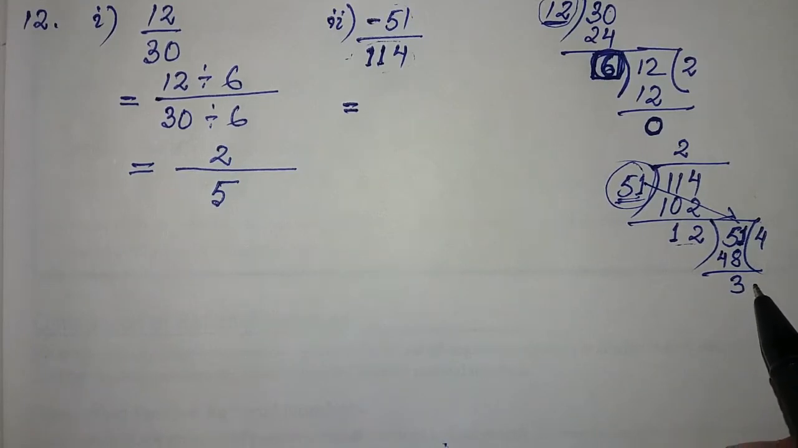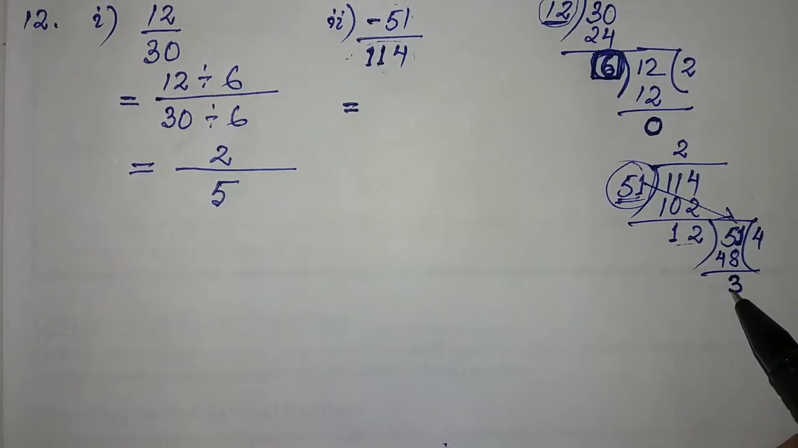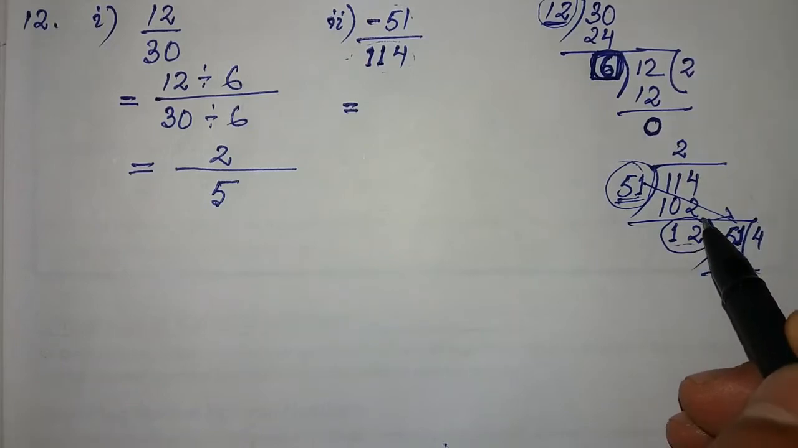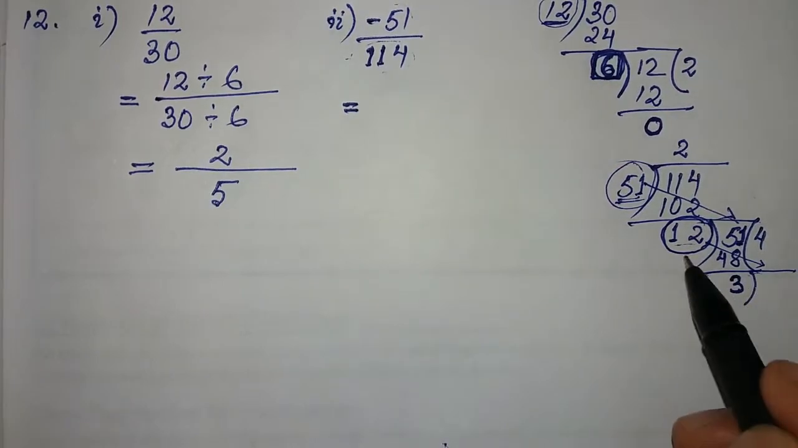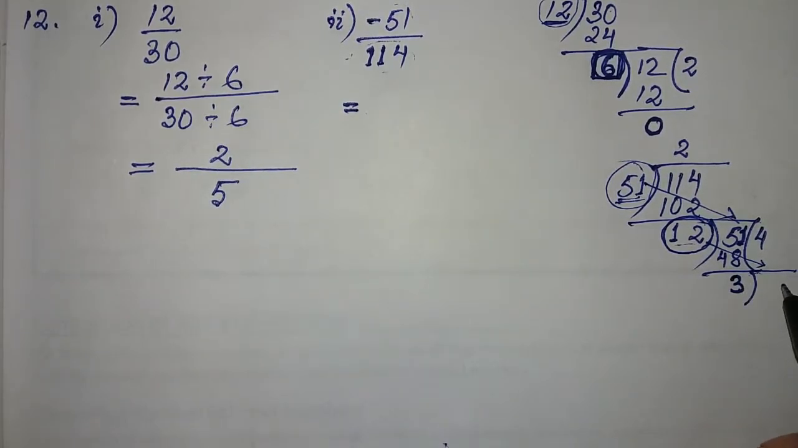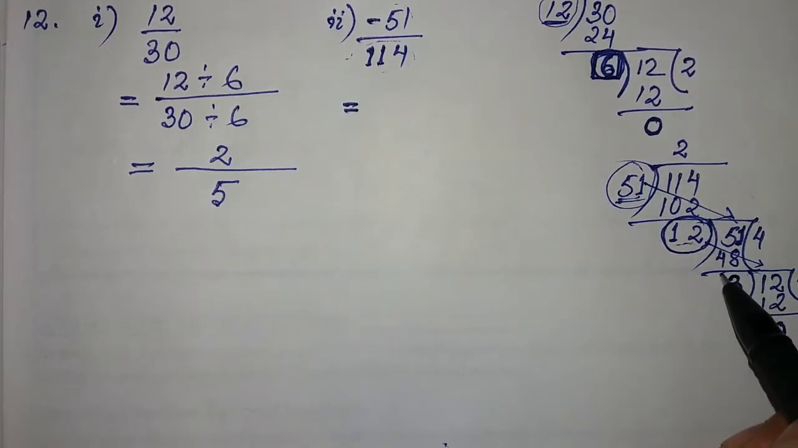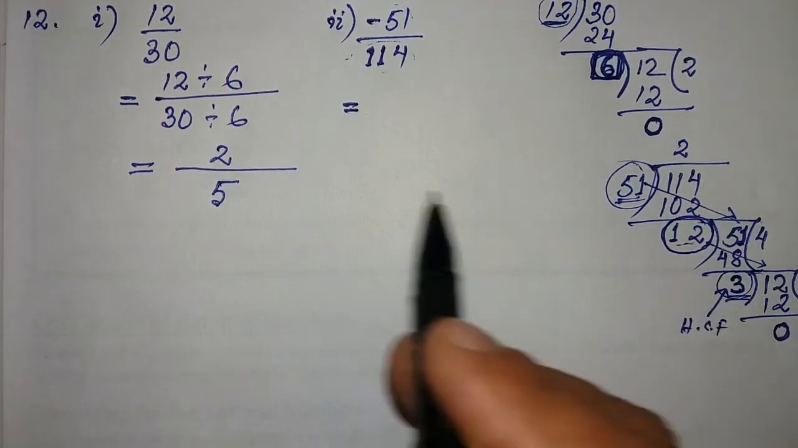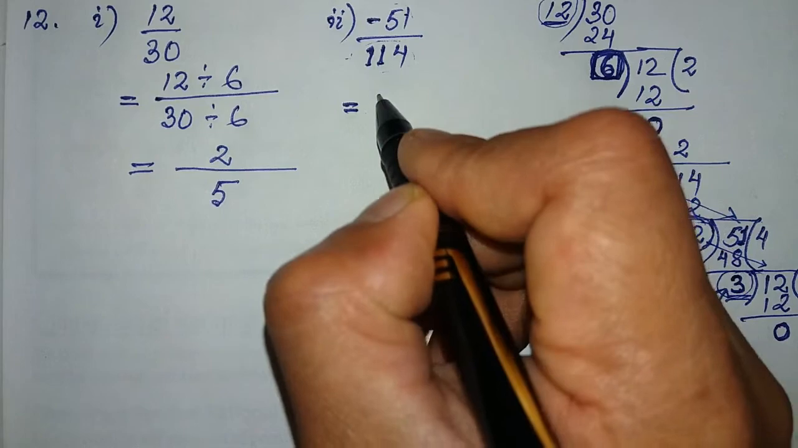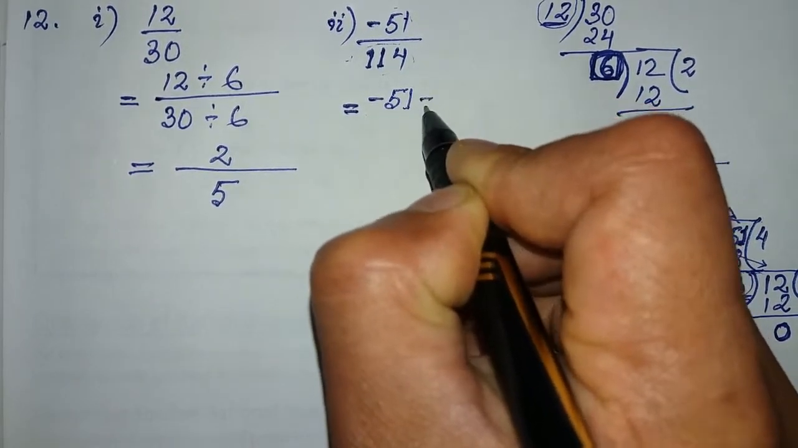Now still again we have a remainder here, which is 3. So what we do is, again we'll take down this 12 here. You have to keep on taking down as long as there is remainder. So 12 here. Now 3 4s are 12. Now the remainder is 0. Now since the remainder is 0, this is our HCF. So the HCF of these two numbers is 3. So you're going to divide both numerator and denominator by 3.